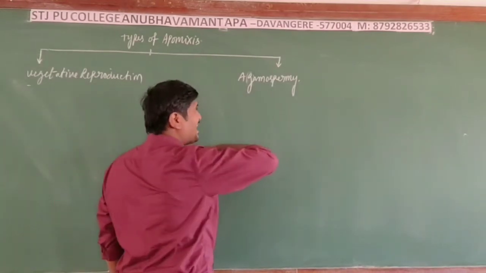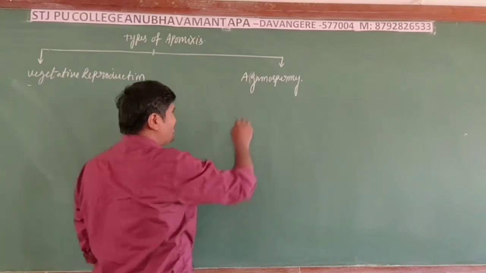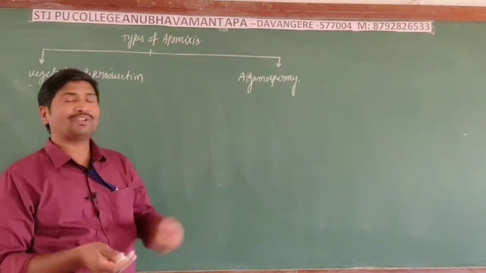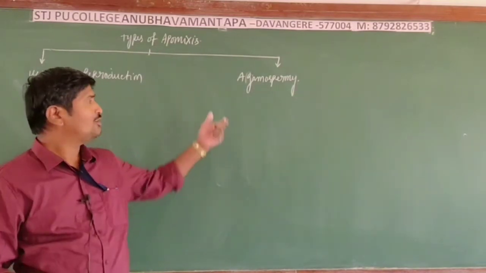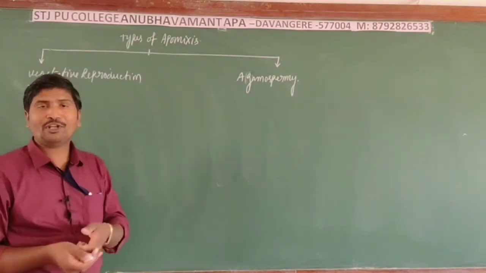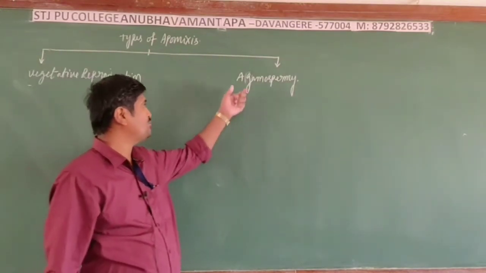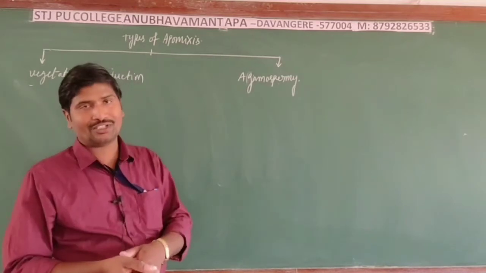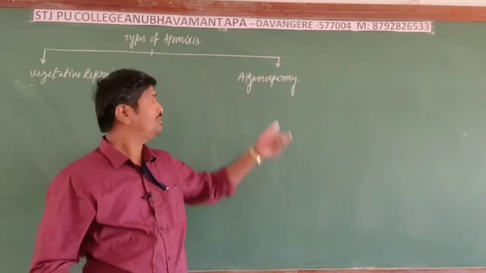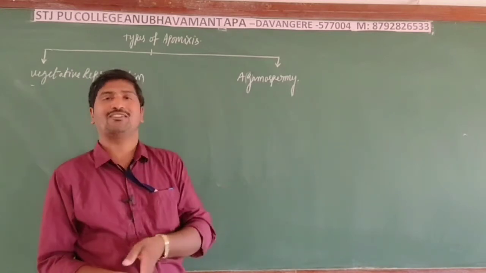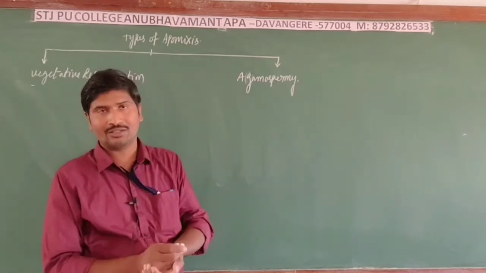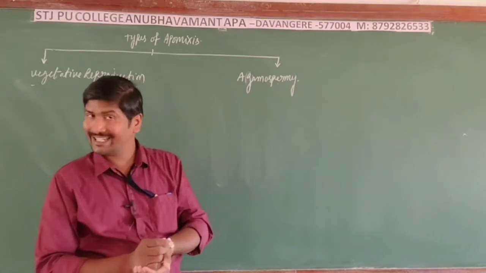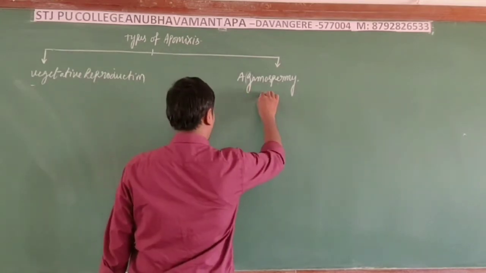What is agamospermy? Agamospermy means a gamo, that is, the fusion of gametes is absent. Without fusion of gametes or without meiosis, the seeds or embryos are developed. That phenomenon is known as agamospermy. Spermy means seeds. The seeds are produced without fertilization or meiosis. There is no fusion of gametes. The male and female gametes are not involved in the formation of the seeds. That is known as agamospermy.